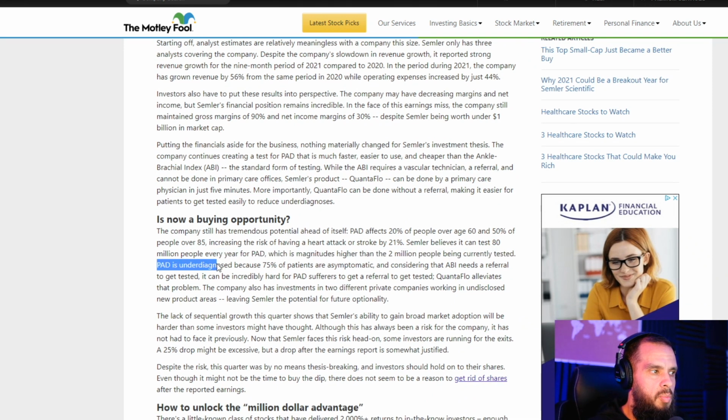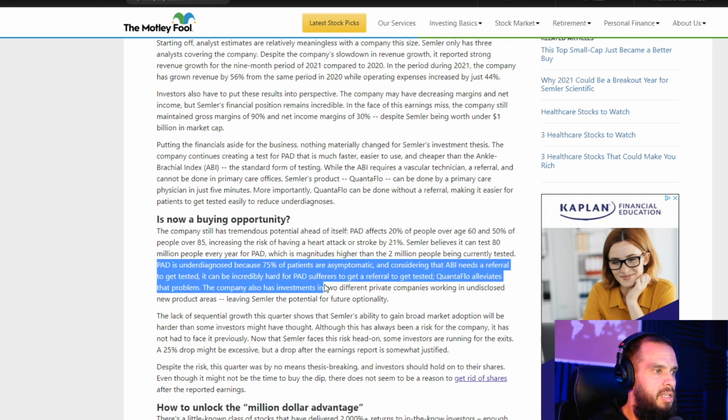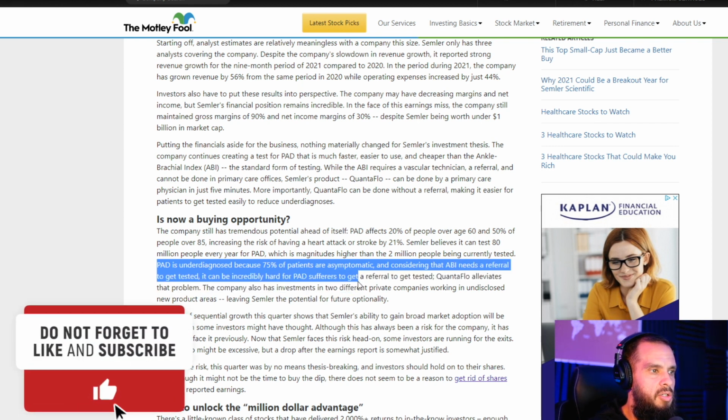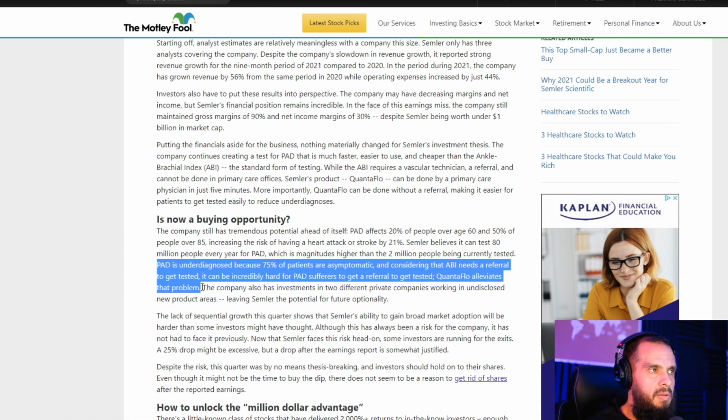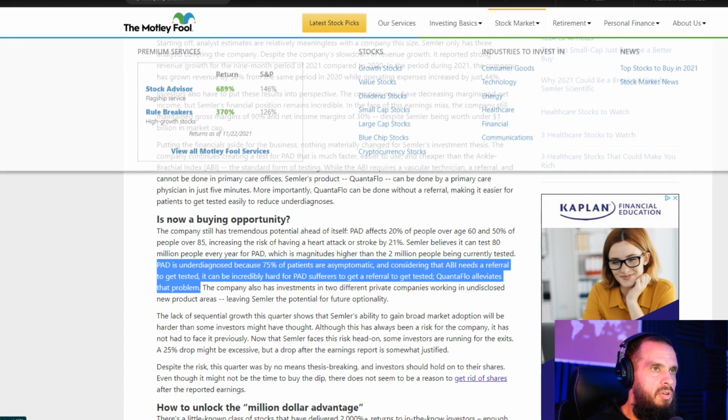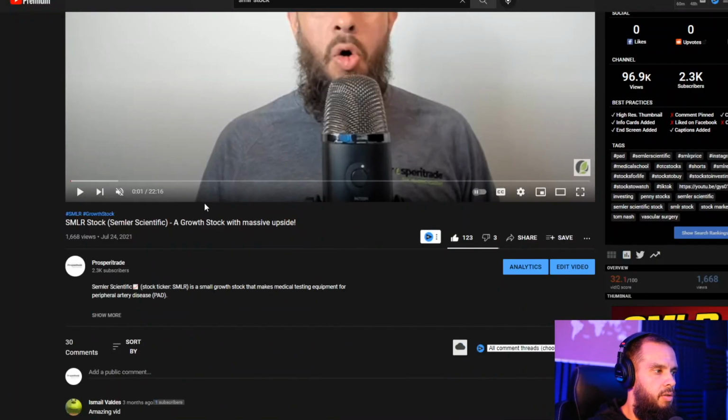See, right here, PAD is underdiagnosed because 75% of patients are asymptomatic. And considering that ABI needs a referral to get tested, it can be incredibly hard for PAD sufferers to get a referral to get tested. That's where I was bullish. I felt like they have an edge. This is just simple. It's cheap. It's a quick test. In my video, I break down everything. It's a long video and you can find it here.